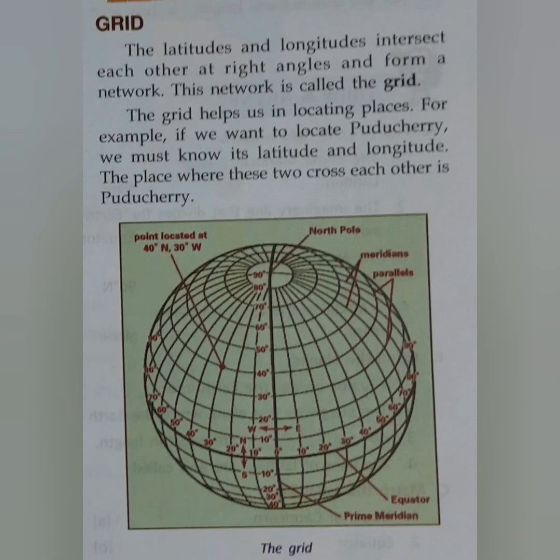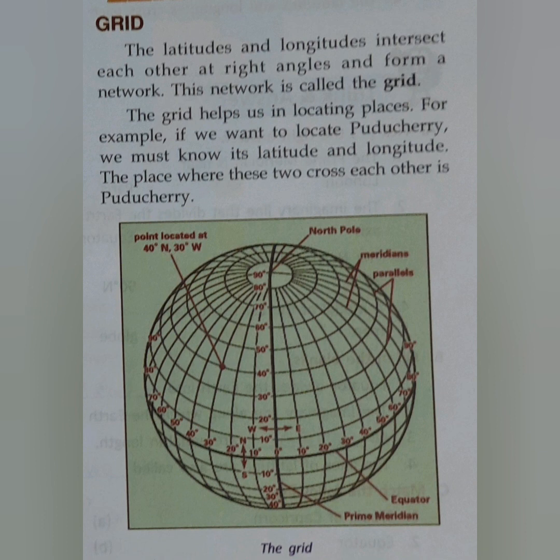Students, let me explain another part that is known as the grid, also known as the global grid. The latitudes and longitudes intersect each other at right angles and form a network. This network is called the grid. It means the latitudes and longitudes together form a network of lines, and this network of lines is called the grid of the globe or the global grid.